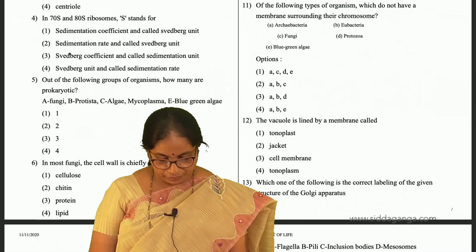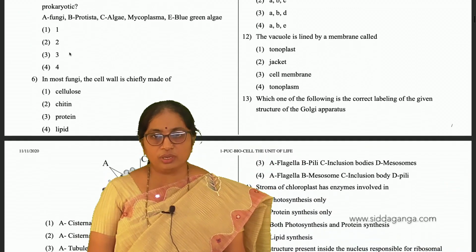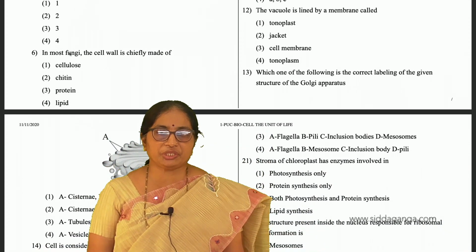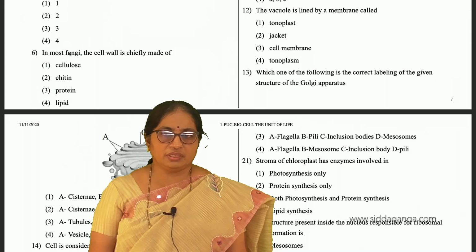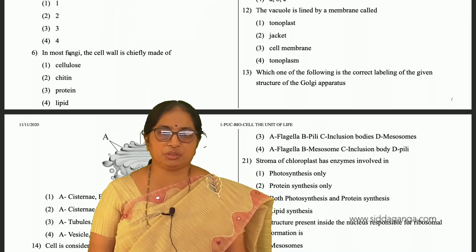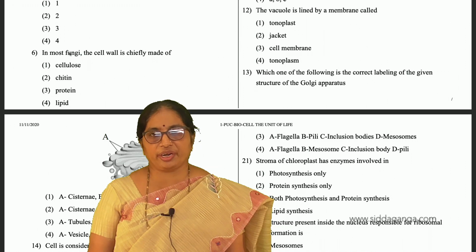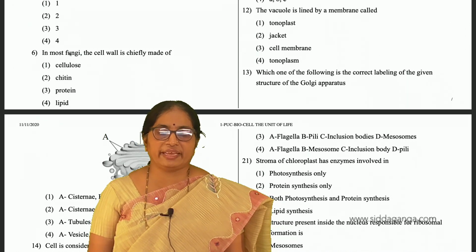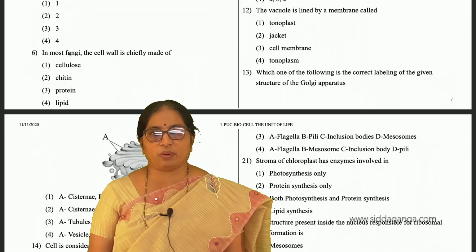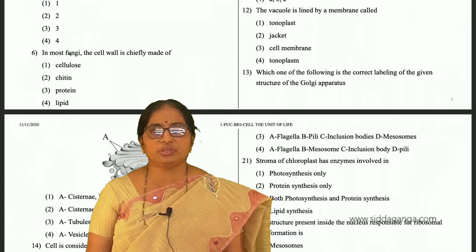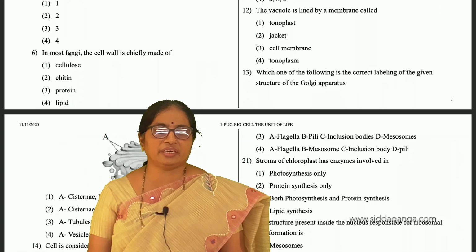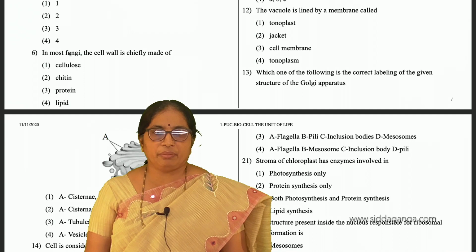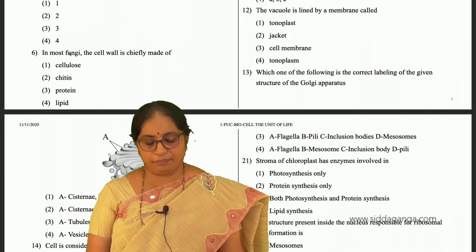Next question. The vacuole is lined by a membrane called. So it's a direct question. The vacuole has a bigger lumen which consists of various waste materials not required by the cell, and this vacuole is lined by a membrane called the tonoplast. To confuse you, they have given two important terms there, tonoplasm and tonoplast. Don't get confused. Be confident, it is tonoplast. Next question.